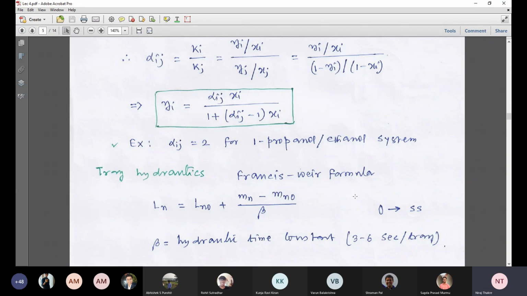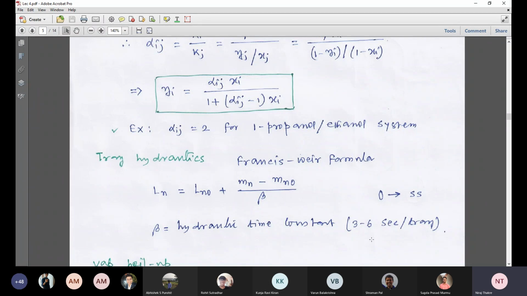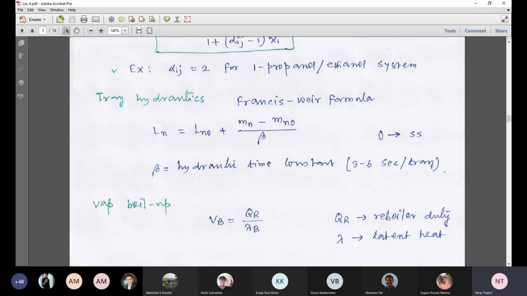Okay. So I think this question is left for you. I am giving the answer of all questions. You think about this, how you can calculate Ln naught. Fine. And beta I have mentioned, you consider in between 3 to 6. Any value you can pick up, maybe 3, 4, something like that. Fine. Now come to the vapor boil-off.